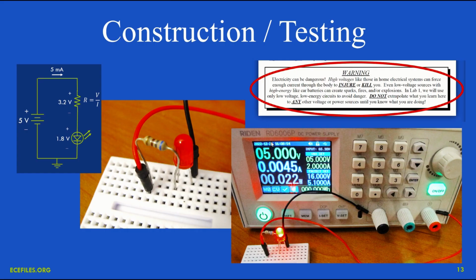So I built this up. I applied 5 volts to it, dialed in 5 volts, and this power supply actually reads out. I don't need a separate meter. It has an ammeter built in, and it reads out 0.0045 amps, which is about 0.005 amps or 5 milliamps. About what we wanted. And it's glowing. Yay! Cool.